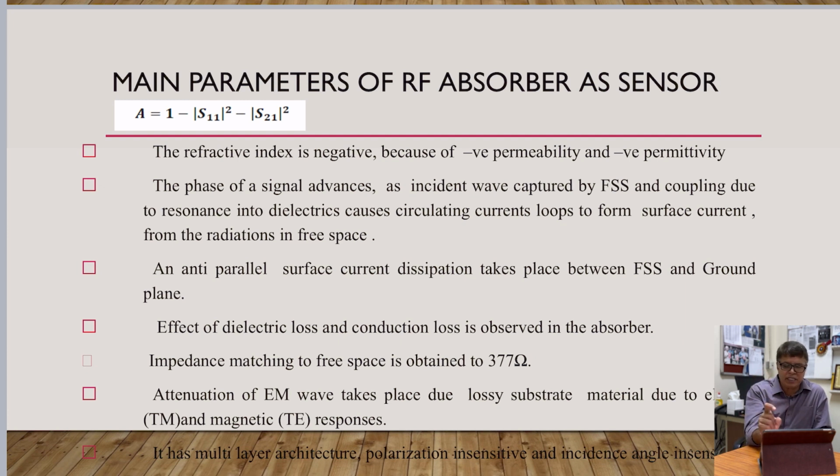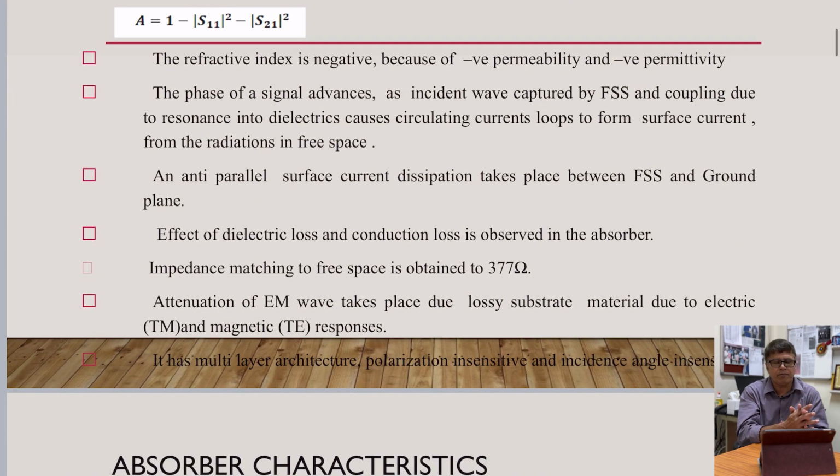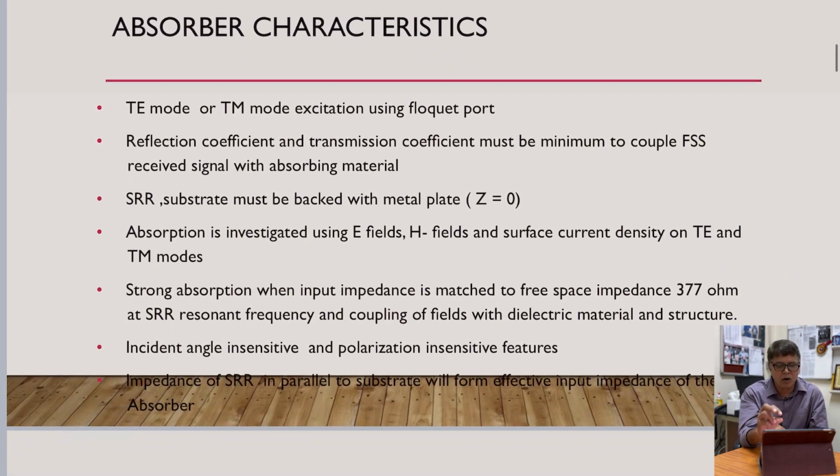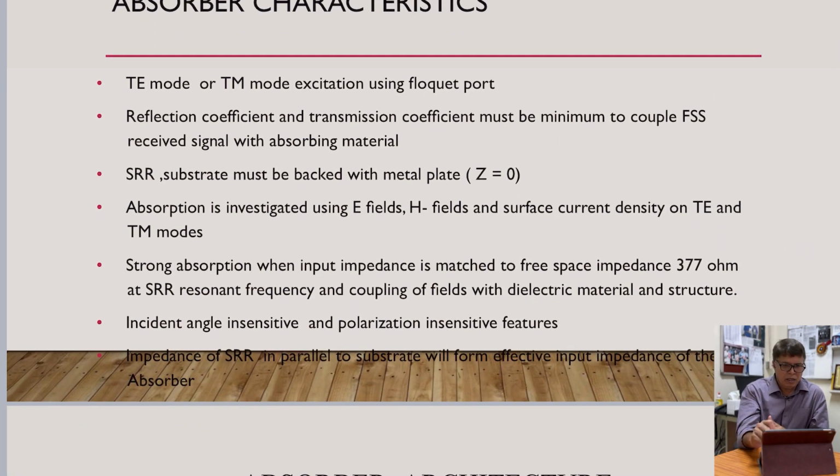Impedance matching is a crucial part because the total input impedance of the absorber must be equal to the free space impedance, that is 377 ohm. Now, attenuation of the EM wave takes place due to the lossy substrate material and due to the electric and magnetic response of the metamaterial surface, which can also be termed as TE or TM responses. Based on that, these are the following characteristics. TE mode or TM mode excitation using Floquet port is done in the RF absorber.